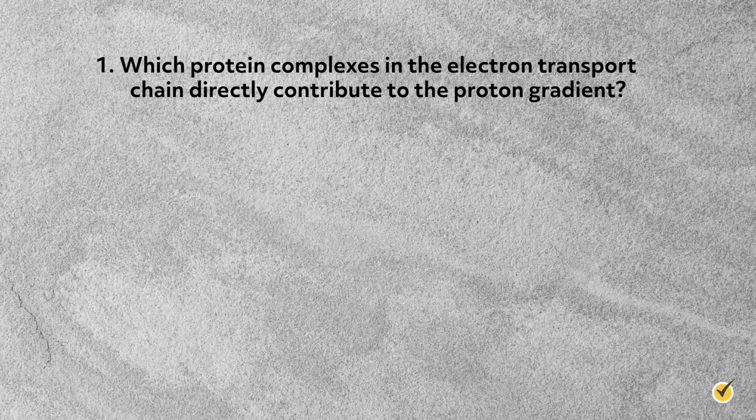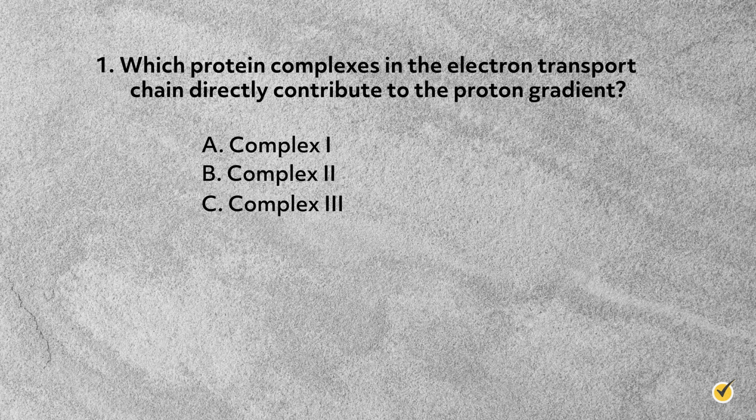Now that we've covered the different steps of aerobic respiration, let's look at a couple of review questions to test your knowledge. Number 1, which protein complexes in the electron transport chain directly contribute to the proton gradient? A, complex 1, B, complex 2, C, complex 3, D, cytochrome C, or E, complex 4. The correct answers are A, C, and E.